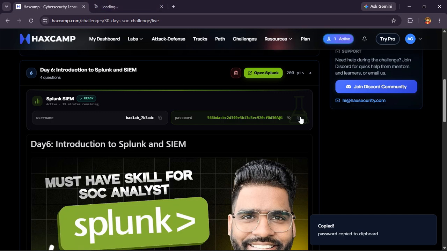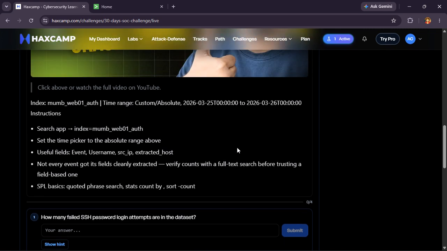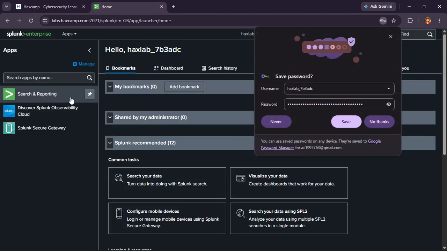So we need to log in. The password is like this. Sorry. Okay, so we need to sort this index. Why is this not working? What is the problem? Okay, here we go.